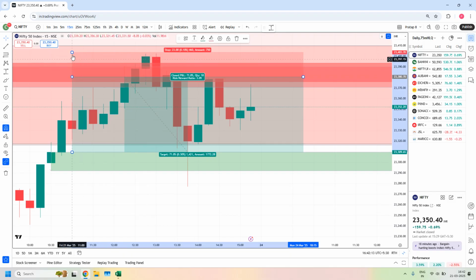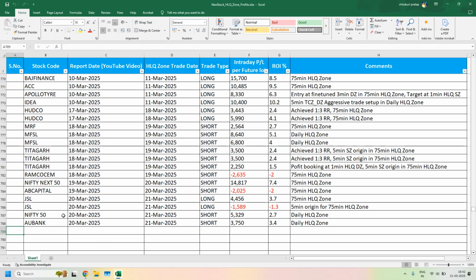Actually, it is around 0.8 or 0.9%. 0.9, so close to 1%. Instead of getting a 1% loss, today you got Nifty 2.7% profit, which is 5,329 rupees profit, which is 2.7% ROI as per your capital.